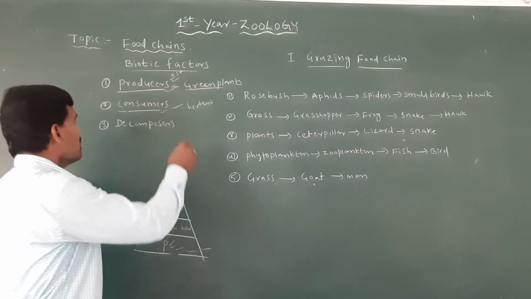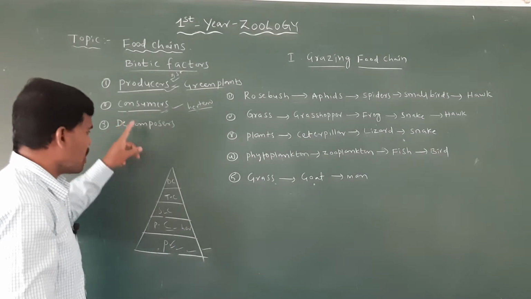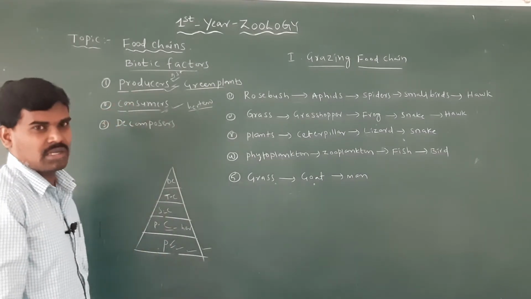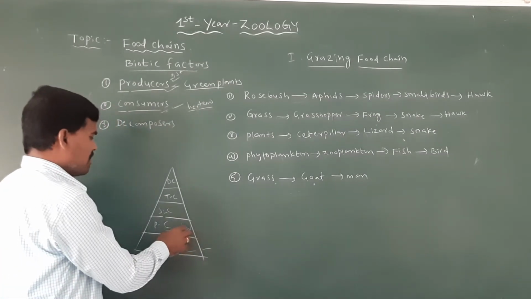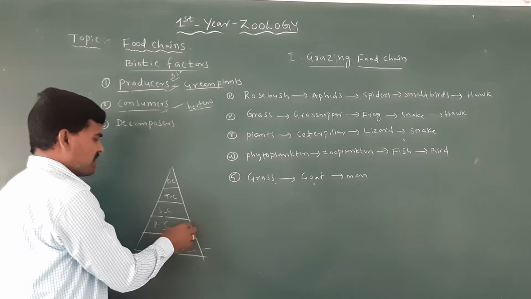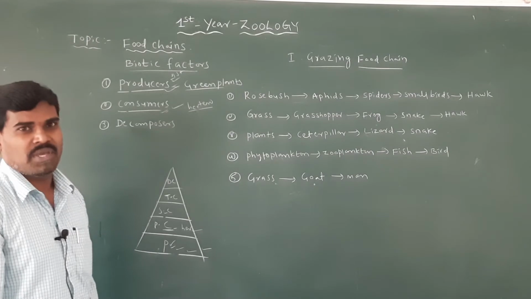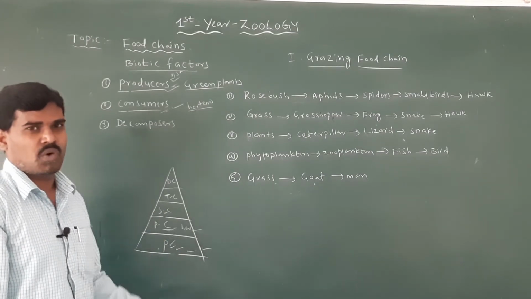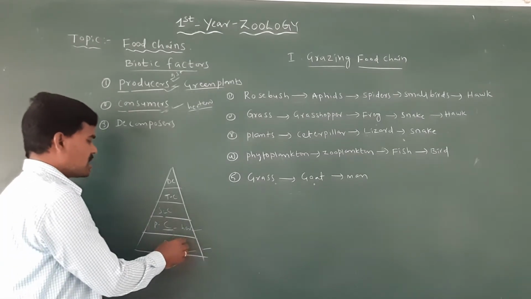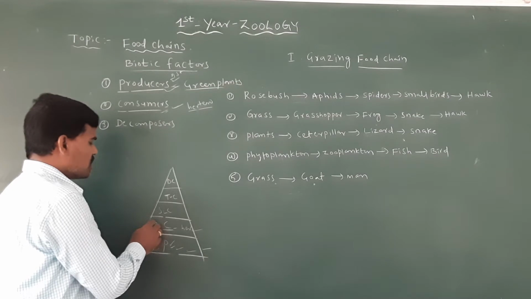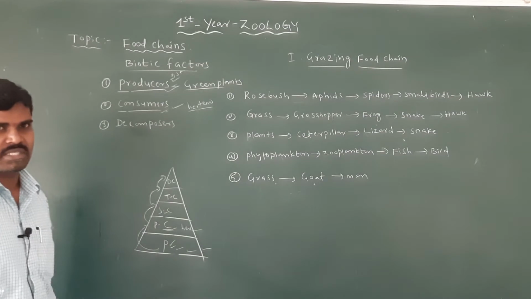Clearly, consumers are heterotrophic because consumers always depend on the producers. There are three types of consumers. Primary consumers feed on the producers, hence the name primary consumers, or herbivores. Herbivores always depend upon plants. The food energy is transferred from one trophic level to another. This is the energy flow.